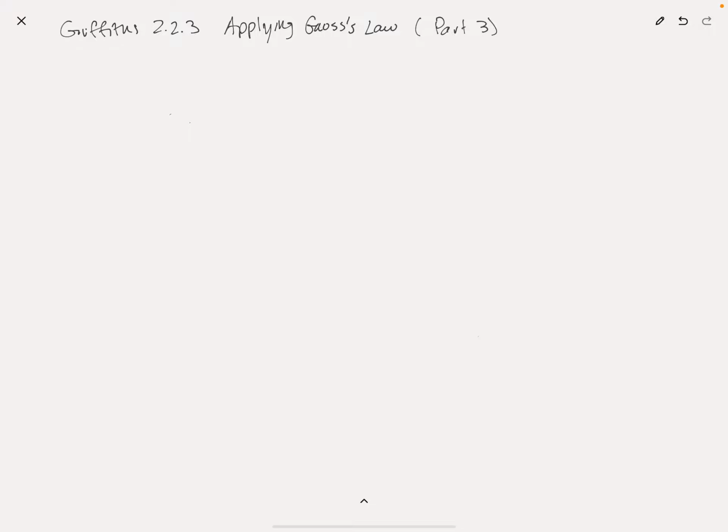This is part 3 of Griffiths 2.2.3, Applying Gauss's Law. In previous videos, you have used Gauss's law according to different kinds of symmetries. So when you had spherical symmetry, you drew a spherical Gaussian surface. When you had cylindrical symmetry, you drew a cylindrical Gaussian surface. And the other symmetry that we're going to use frequently is just Cartesian symmetry.